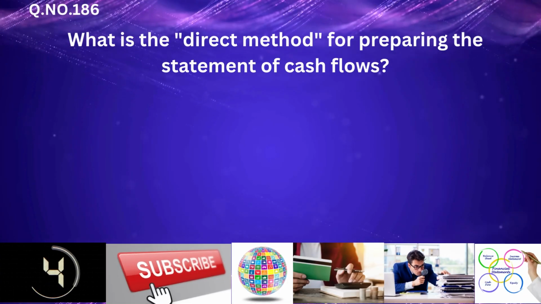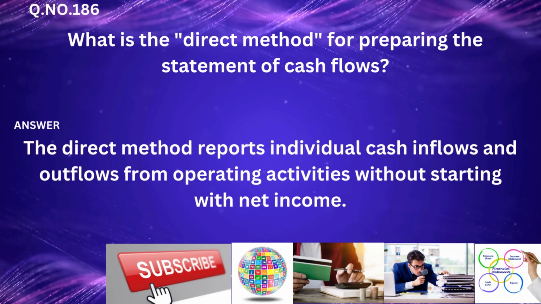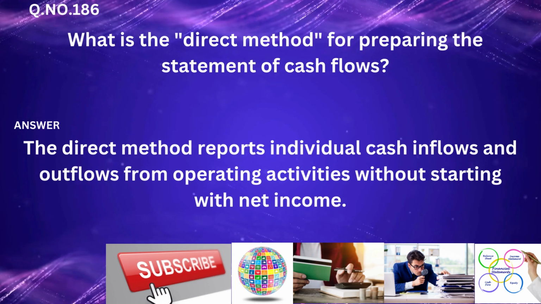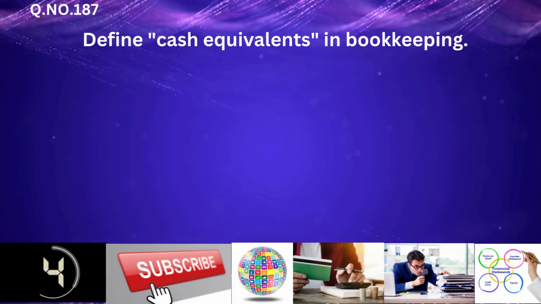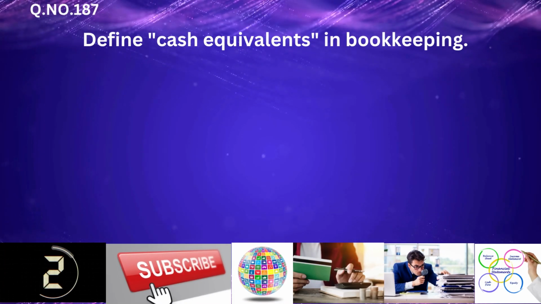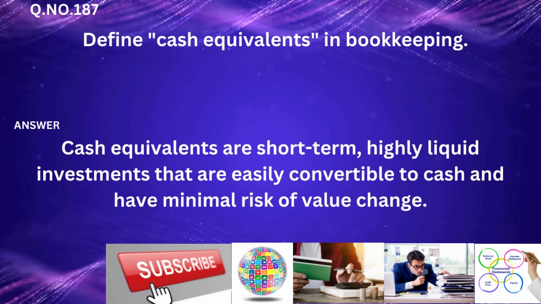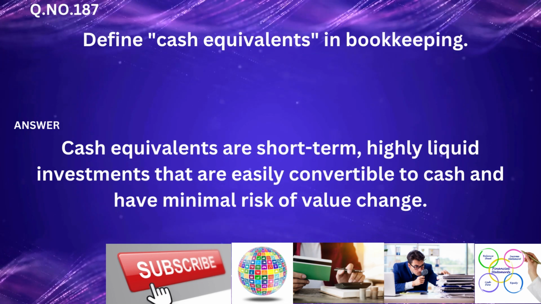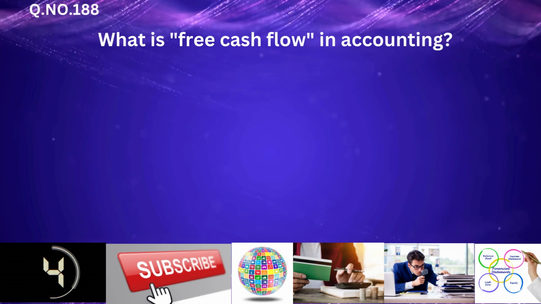Question 188. What is free cash flow in accounting? Answer: free cash flow represents the cash available for distribution to investors after covering capital expenditures and operating expenses. Question 189. What is working capital ratio in bookkeeping? Answer: the working capital ratio, also known as the current ratio, measures a company's ability to meet short-term obligations with its current assets.